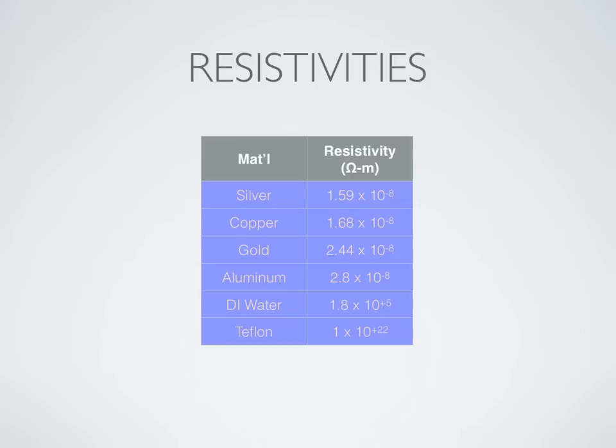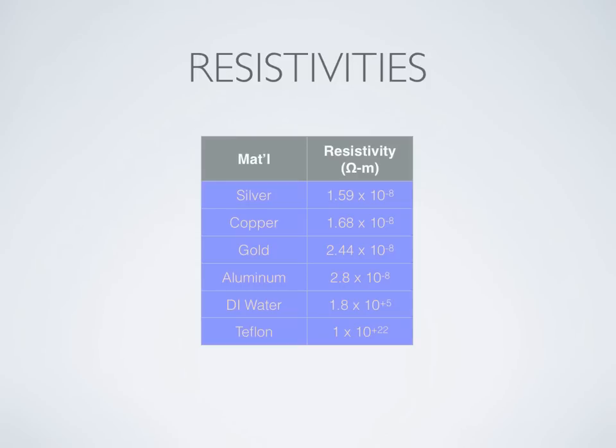So some sample resistivities here, just to give you a sense of scale. Silver and copper and gold, for instance, are very good conductors, and aluminum as well, and will have resistivities on the order of 1 times 10 to the minus 8 or so. Deionized water, on the other hand, is actually a pretty good insulator. It has a resistivity of about 1.8 times 10 to the 5th ohm meters.